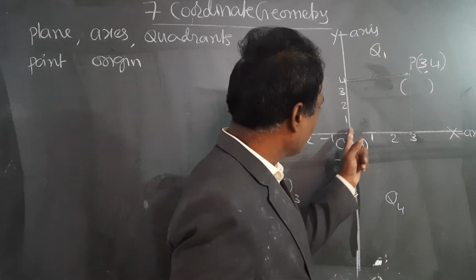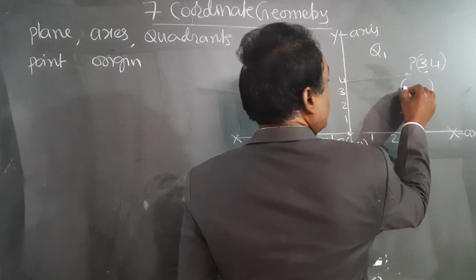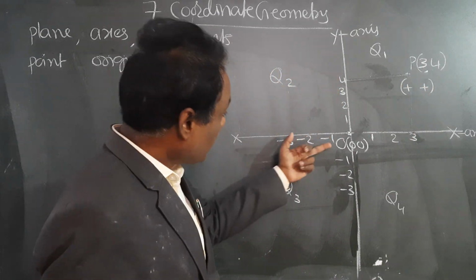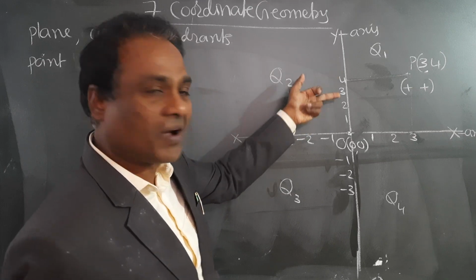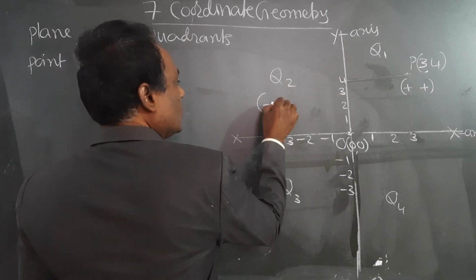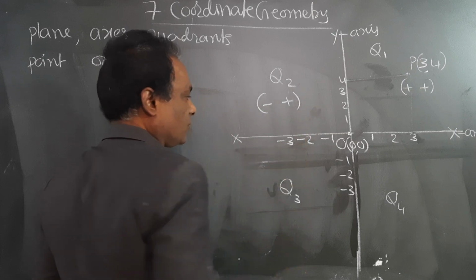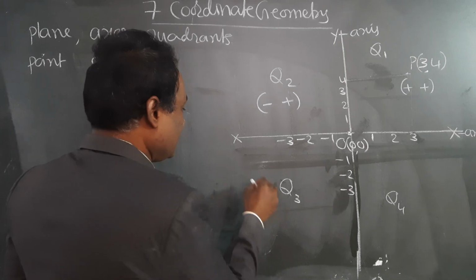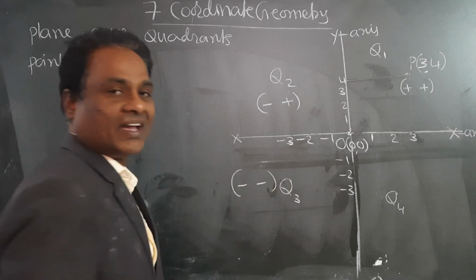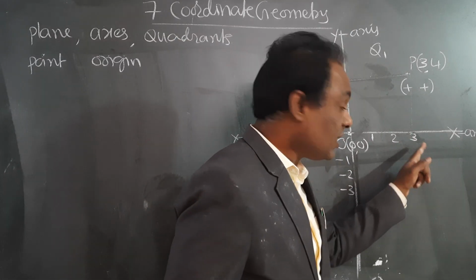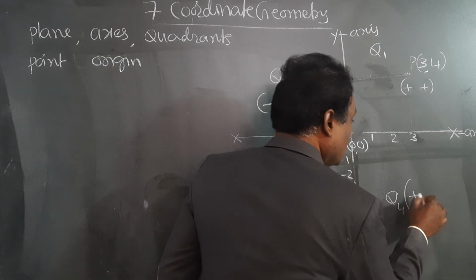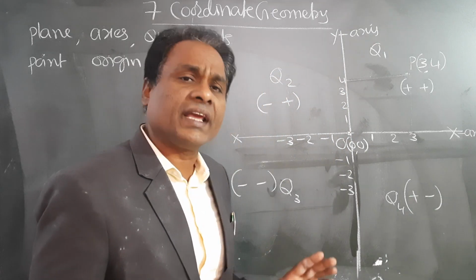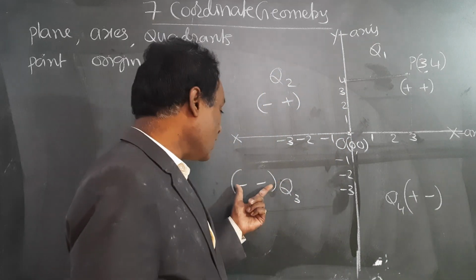X value is positive, y value is positive. So this is the first quadrant, both x and y are positive. This side x values are negative, y value is positive, so x negative, y positive. This side x value negative, y value negative. This side x values are positive, y values are negative. Suppose x and y both are negative, where does it lie? It lies in the third quadrant.